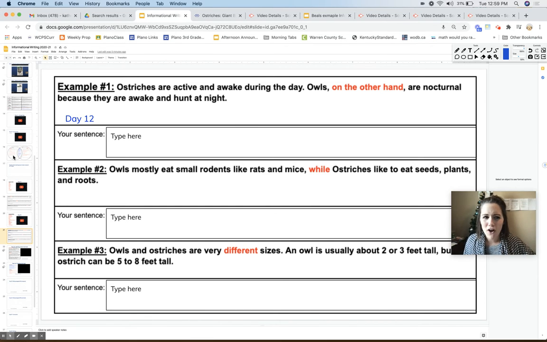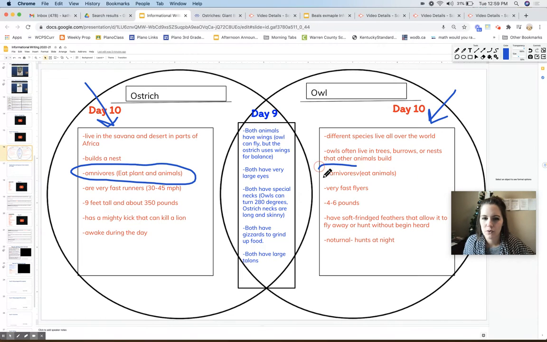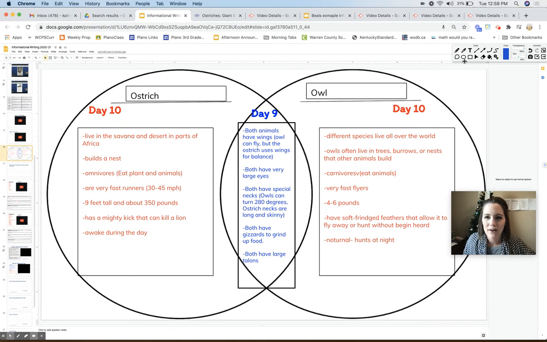Remember, you've got all this contrast right here in your Venn diagram. Look, this is so much that you could write about. You've already found so much that's different about your 2 animals. I've already talked about what they eat, but I could say they're omnivores while owls are carnivores. That's a sentence I could make. I could say that the ostrich has a mighty kick while the owl has soft fringe feathers that allow it to fly or hunt without being heard. Yeah, so you can use your Venn diagram to help you write these contrast sentences. All right, so you need 3 of them.